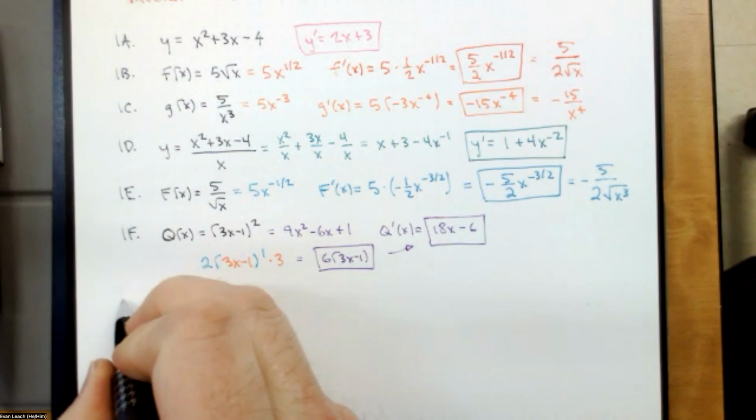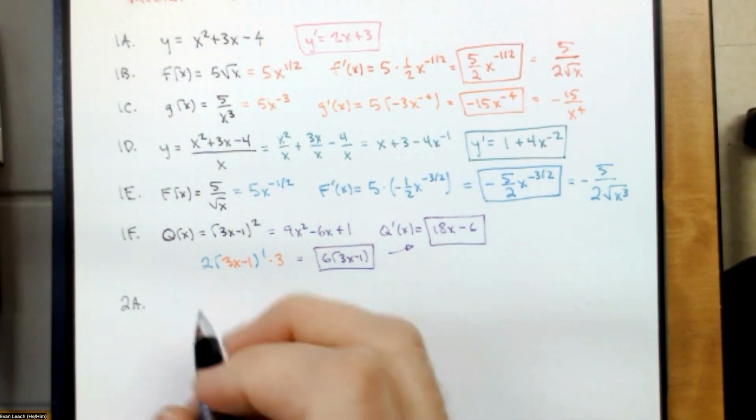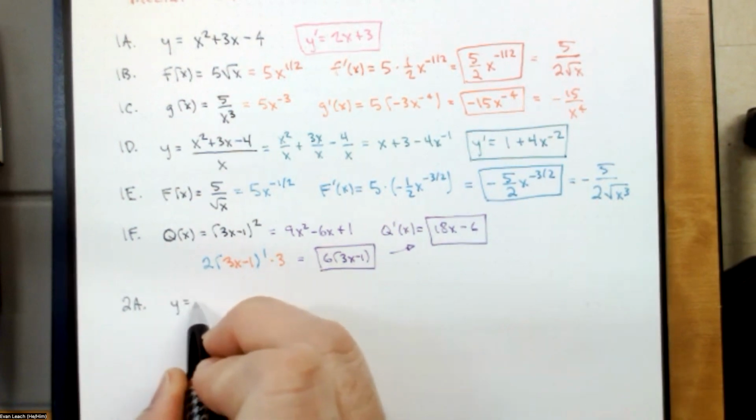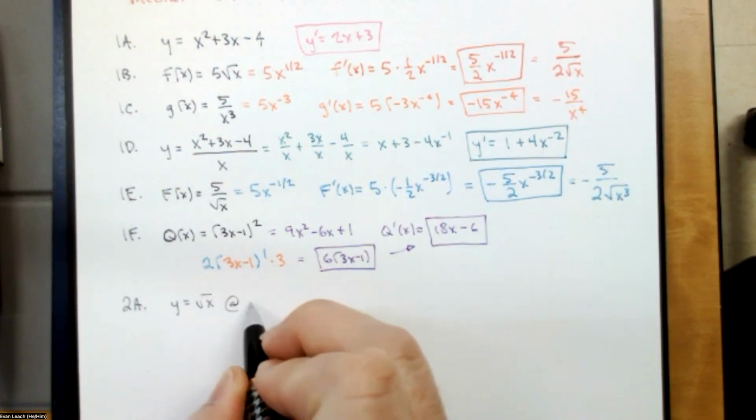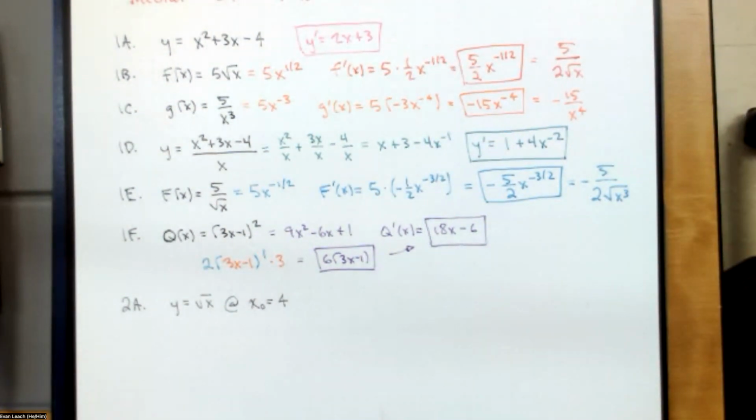In 2, I guess there was only one part. I didn't need to call it A. We had y equals square root of x at x naught equals 4. So here I'm translating it to go through the problem. I wrote y equals square root of x because I didn't want to use the equation editor. I don't know, sometimes I'm lazy. Plus, I wanted to make it look like the problem that we already had. So this is an x to the 1/2. And when I say at x equals 4, that means x naught is 4.